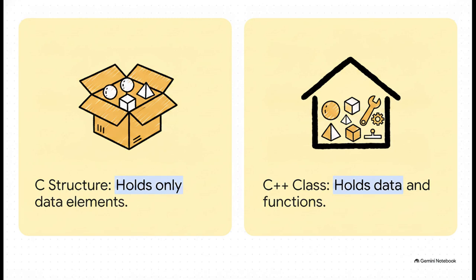Now, this concept is a massive upgrade from the old days of C. In legacy C, structures were basically just simple boxes holding plain data elements, like integers or characters. But a C++ class? Totally different beast. It holds both the data and the functions that operate on that data. It ties them together into a single unified entity. So your data and the methods that manipulate it are finally living happily under the exact same roof.